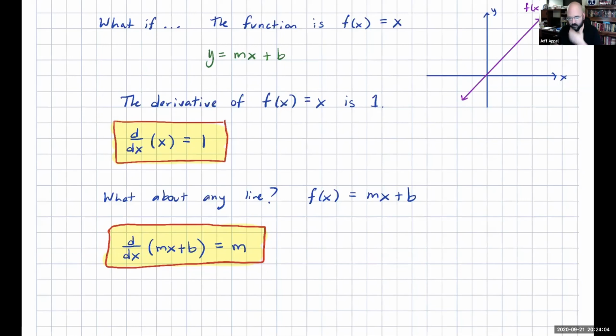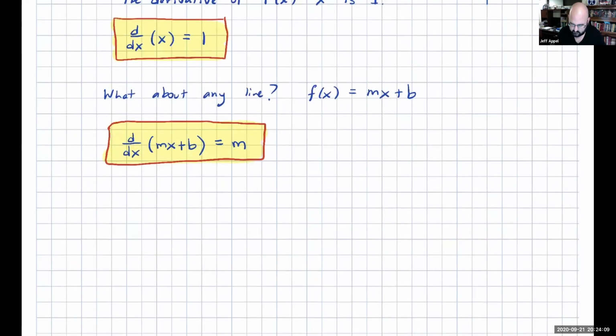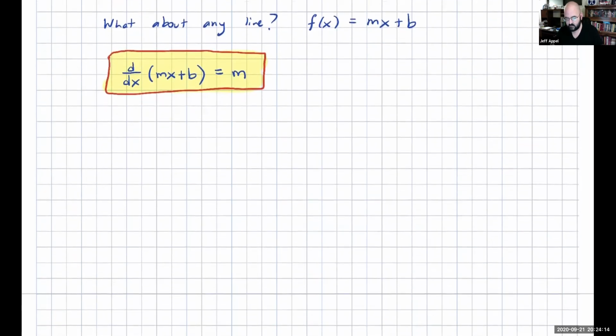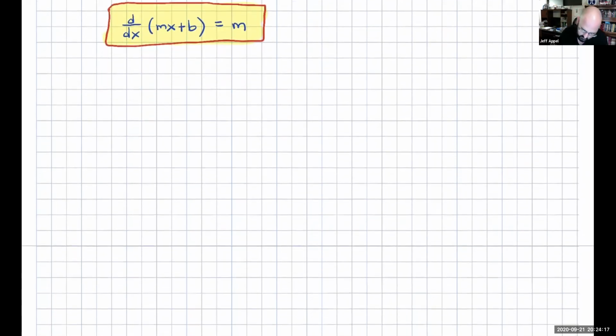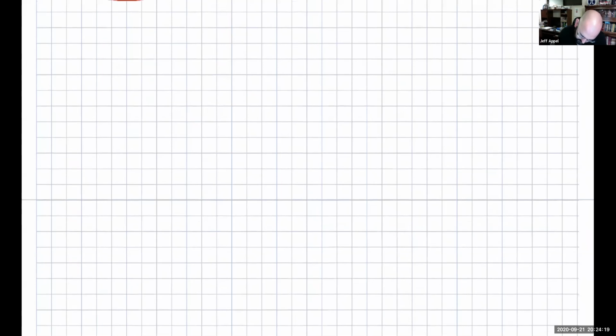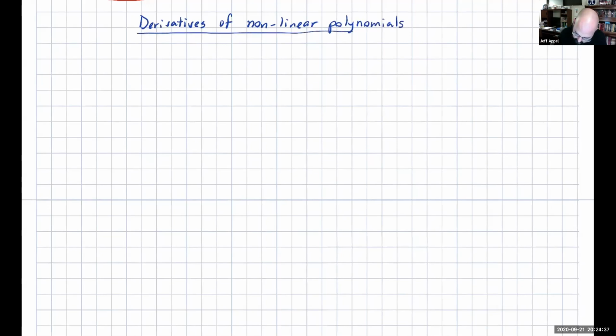So this is going to be perhaps the most powerful thing I can show you in this class. This is going to be one of those techniques that is going to save you so much time and make taking derivatives so very easy. So how do we deal with derivatives of non-linear polynomials? All right, so derivatives of nonlinear polynomials.